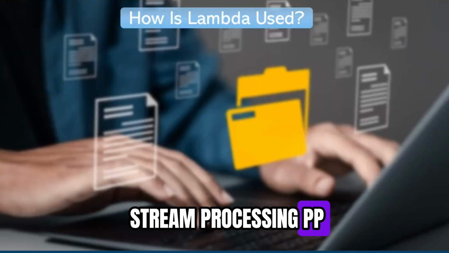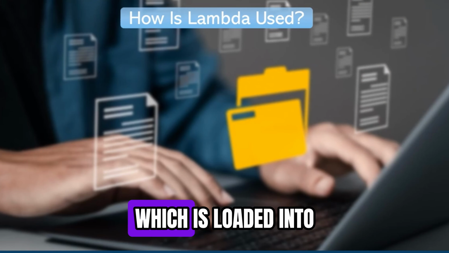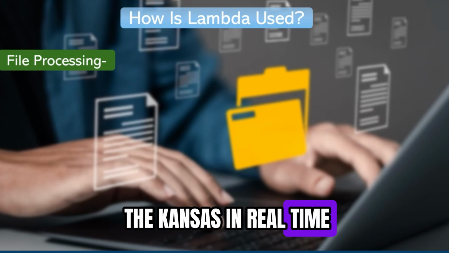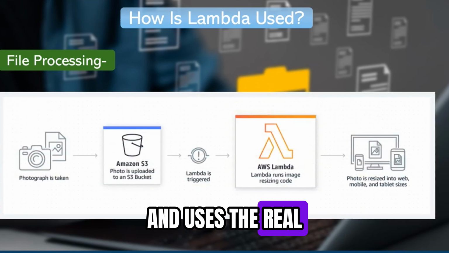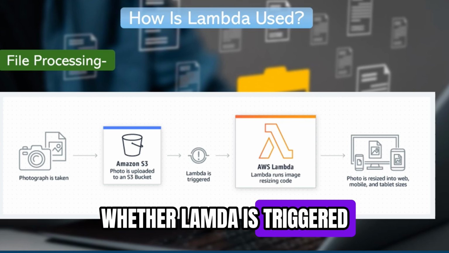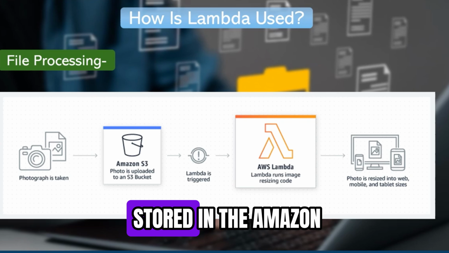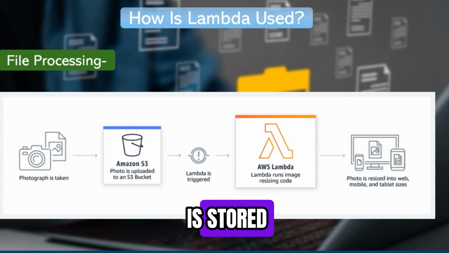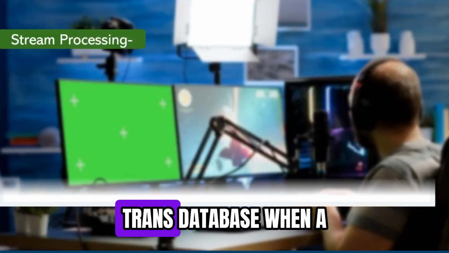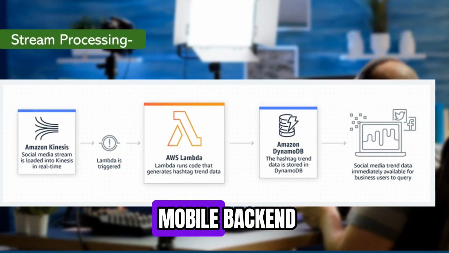Next is stream processing. In this, it uses Amazon Kinesis for the social media streams, which are loaded into Kinesis in real time. Basically, it takes the most trending hashtag news and uses the real-time information, where the Lambda is triggered and runs code that generates hashtag trending data. It is then stored in the Amazon DynamoDB database, where the hashtag trends database is stored and can be used later for social media trends when a user needs it.